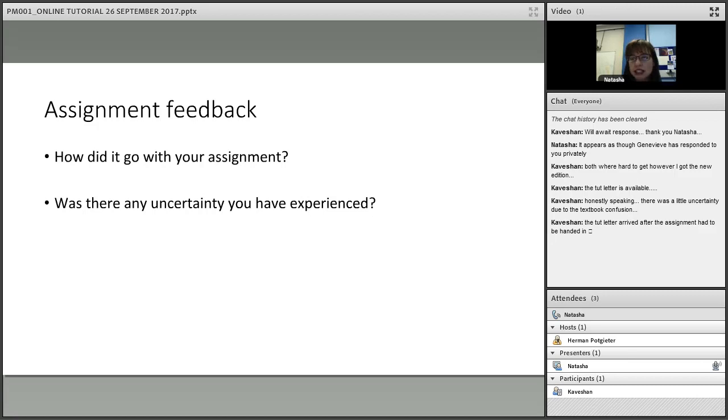Okay, the tutorial letter arrived after the assignment had to be handed in. I fully grasped that there would be some uncertainty. I would also have imagined that there would be some leeway with regard to the marks that have been awarded.